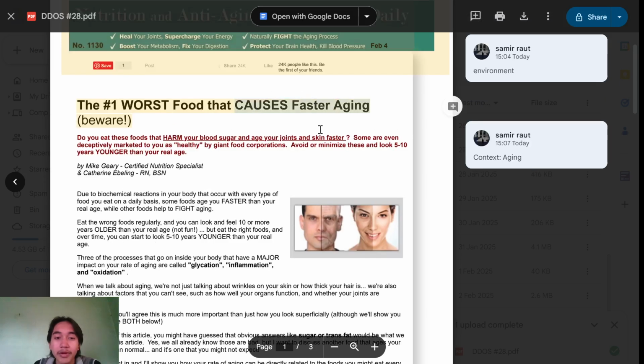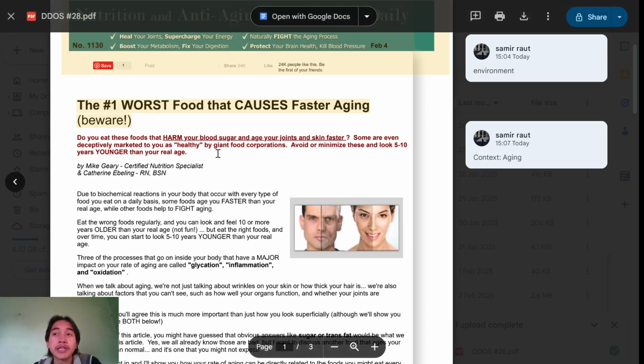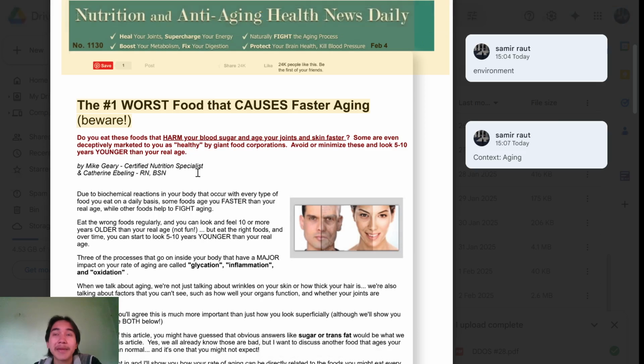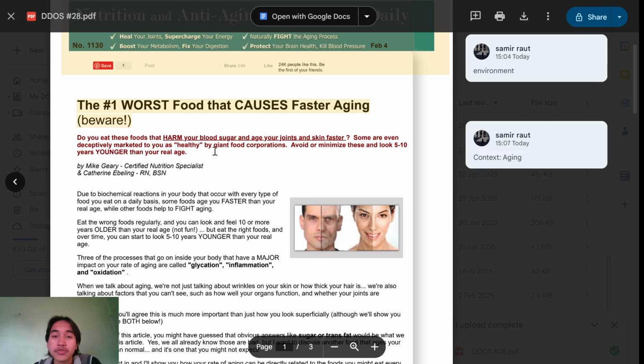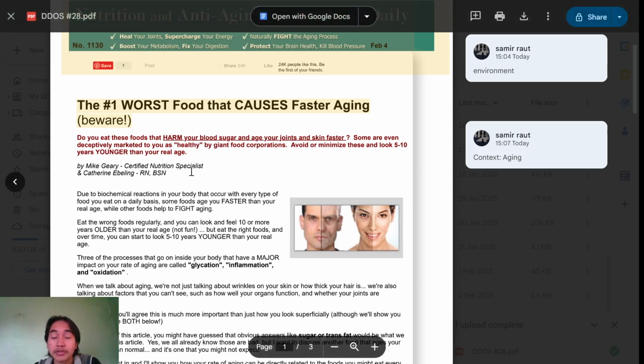So this is a problem, right? The worst food is the problem. They're going to talk about the mechanism of the problem, a unique mechanism of the problem. And next they're going to talk about the solution. Then they're going to talk about the unique mechanism of the solution, and how the unique mechanism of the solution counters the unique mechanism of the problem. Make sense? It's going to make sense if we start reading this.